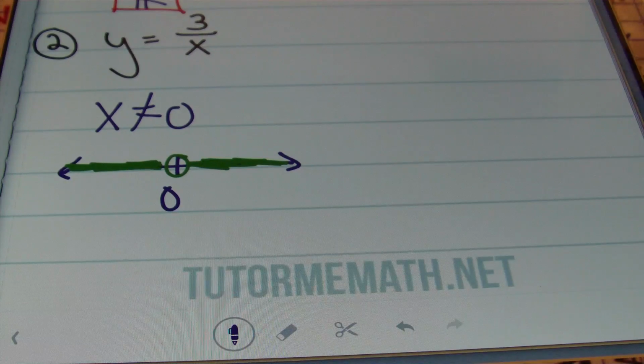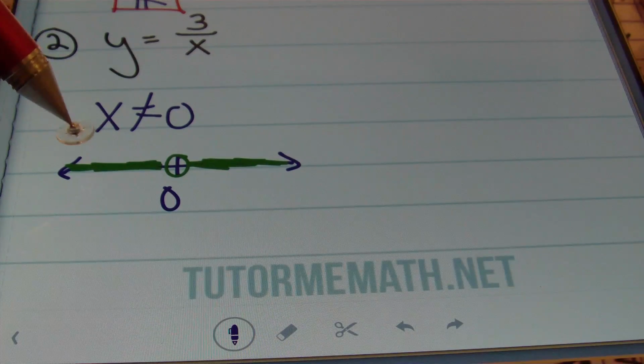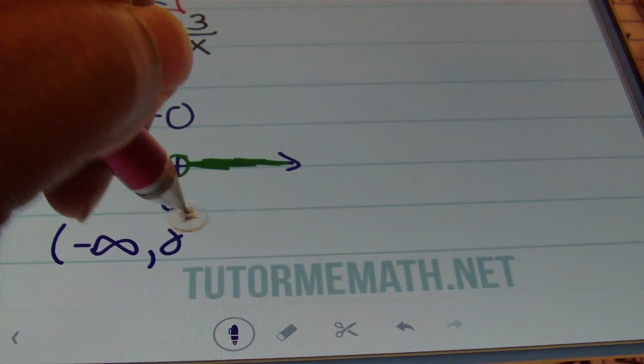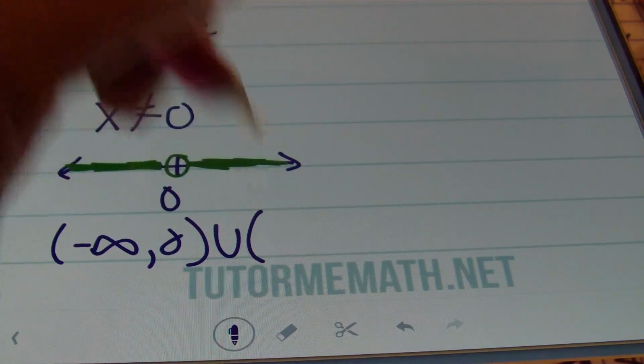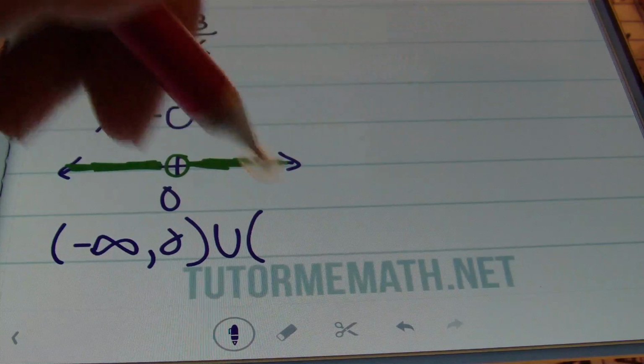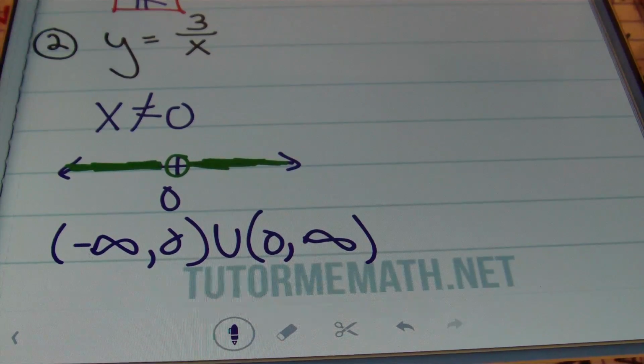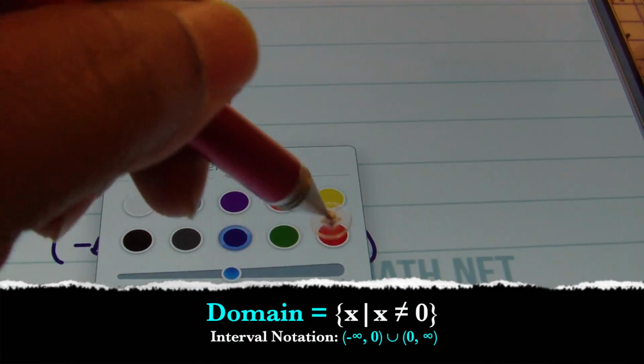So in writing my answer in interval notation, I'll say that this left region here will be defined as negative infinity to 0, not including 0, union the right part of this region, which is going to be 0 to positive infinity. And this is the domain, ladies and gentlemen, in interval notation.